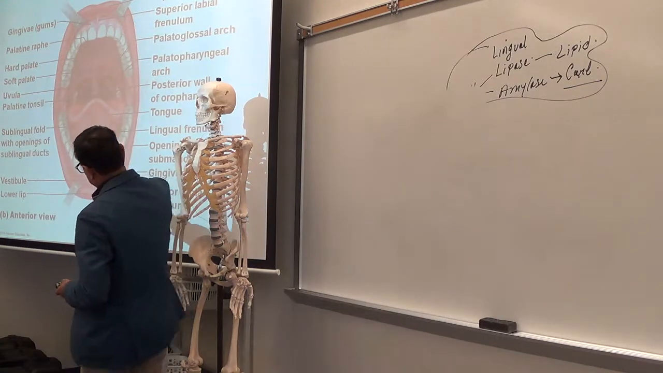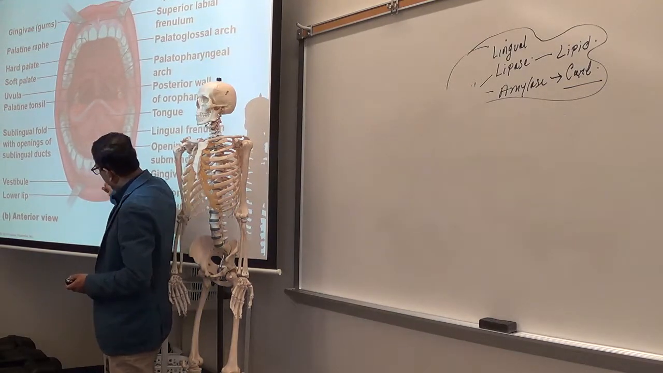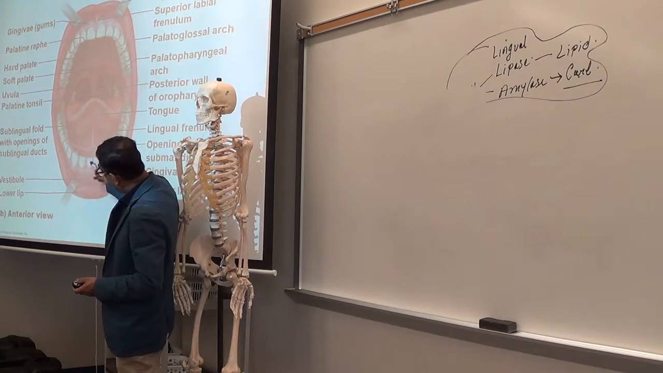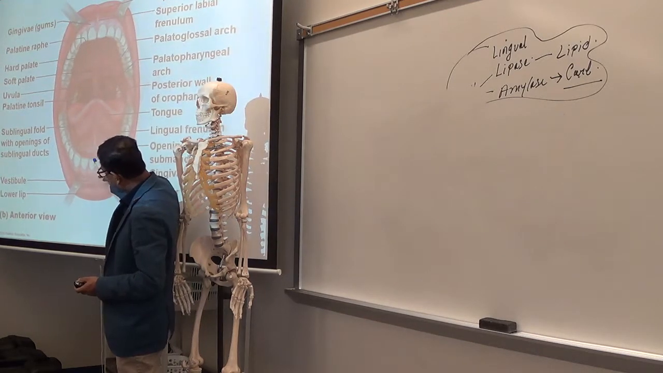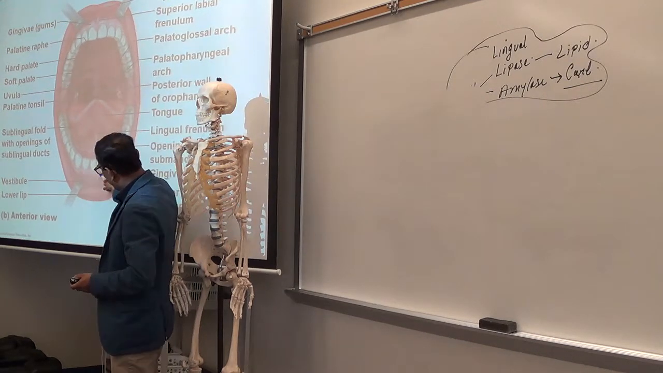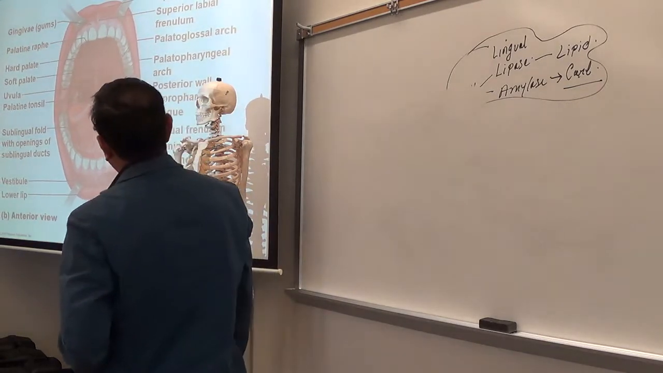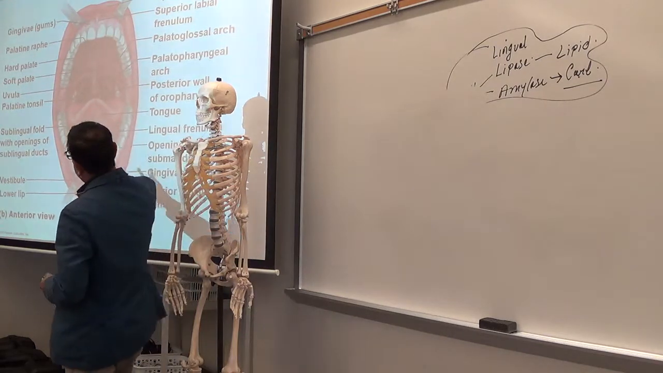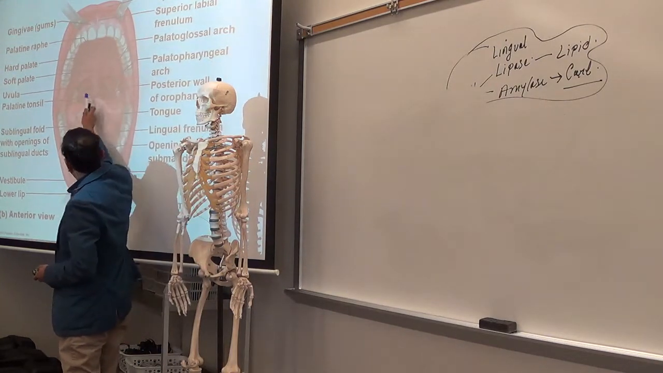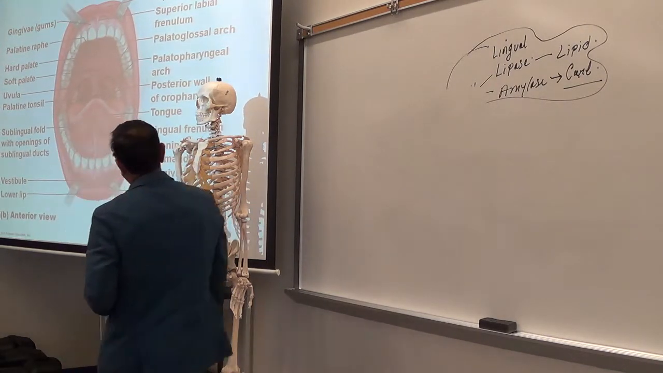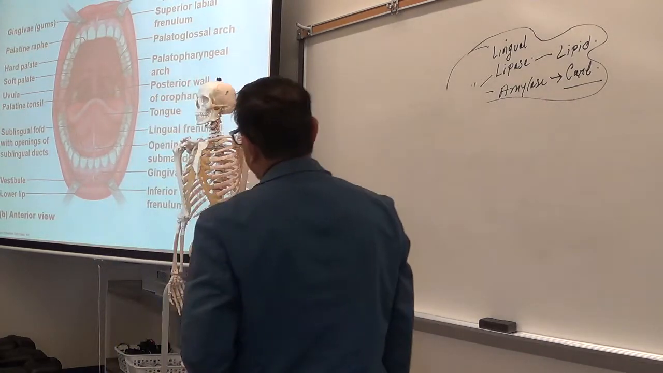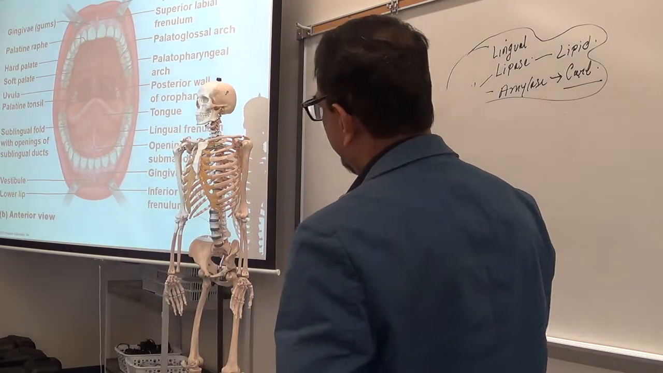Gum is the area between your lip and the teeth. So teeth and lip, in between you have the gum or gingiva. You can also see the palatine tonsils on both sides of the back of the oral cavity. So those are some structures you see here.